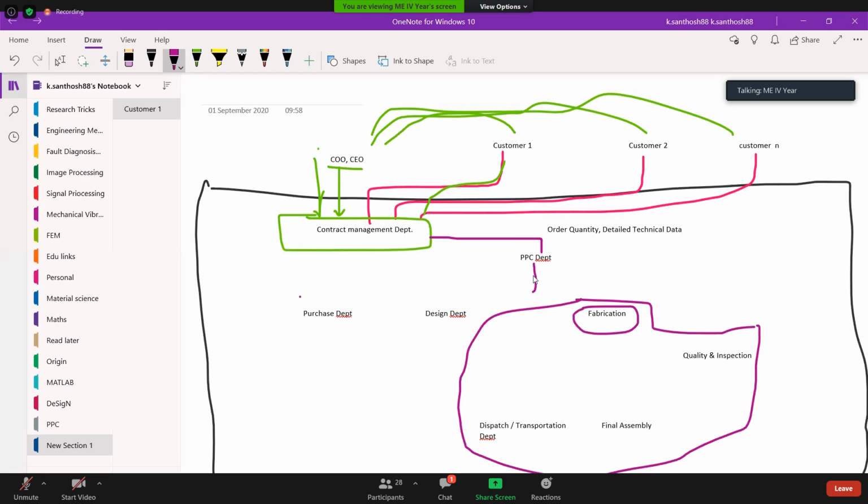They will consider cost-wise. If I make this sub-assembly part for 10 rupees inside, but outside it costs 20, in that case they will give the order to the in-house section. This is called in-house, or sometimes they say shop floor. So this is the entire part.